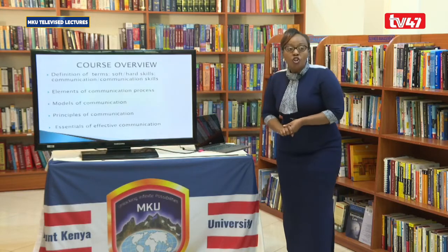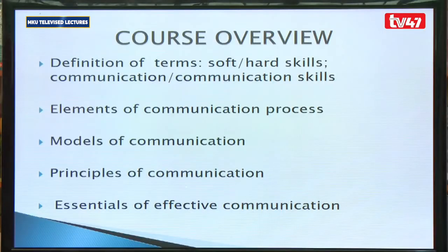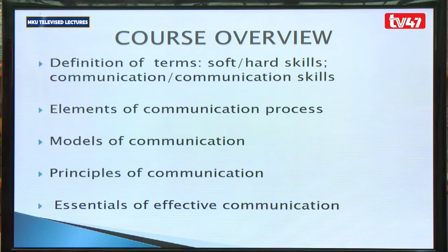So let us go through the whole course outline. I have called it the course overview. These are the topics we are going to cover for the entire period. So the first lesson, we are going to define key terms. We'll look at what is communication, and we'll try to see how it differs from communication skills. And then number 2, we will look at elements of communication. You know that communication is a process, and therefore it is made up of several components. For example, the communicators. We have the sender, the receiver of the message. We also have the medium, among other elements.